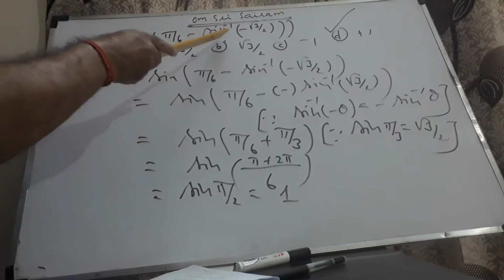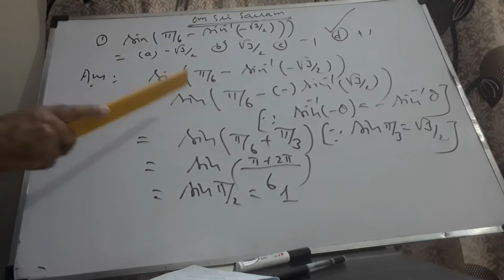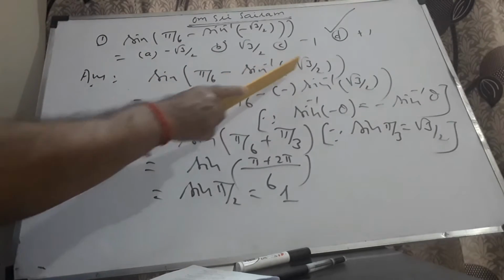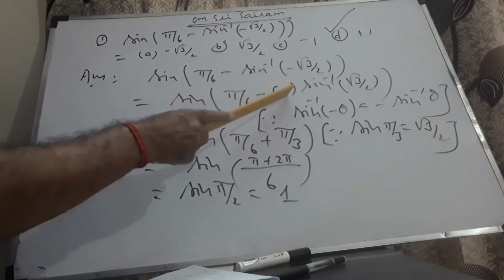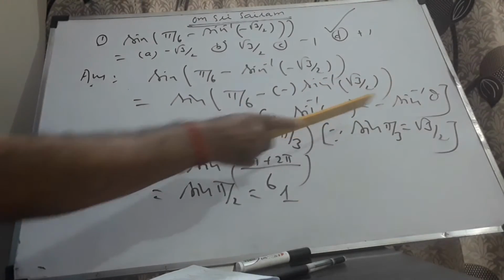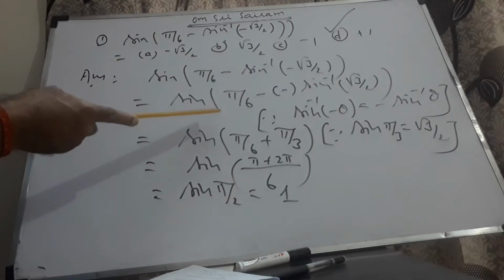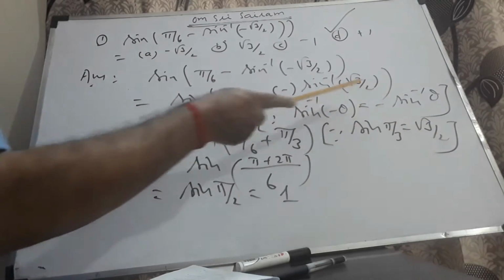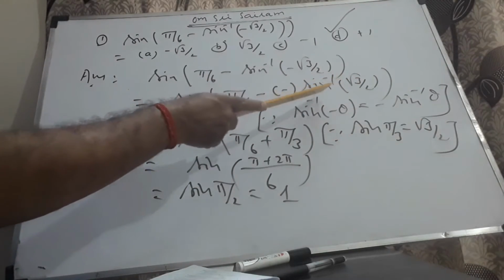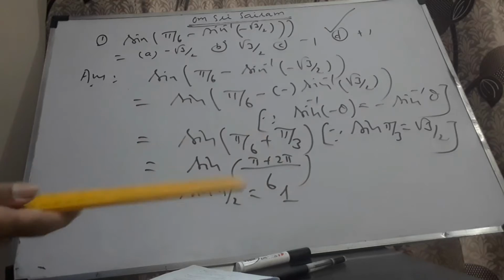Sine of pi by 6 minus sine inverse minus root 3 by 2. There are 4 options given. Now, this can be written as sine of pi by 6 minus of sine inverse root 3 by 2, because sine inverse minus theta is minus sine inverse theta. There is a rule. Therefore, it's reduced to pi by 6 plus pi by 3, because sine pi by 3 is root 3 by 2. Sine inverse root 3 by 2 can be written as sine inverse sine pi by 3. Sine pi by 3, sine 60 degrees, is root 3 by 2, which you might have done even in 10th standard.